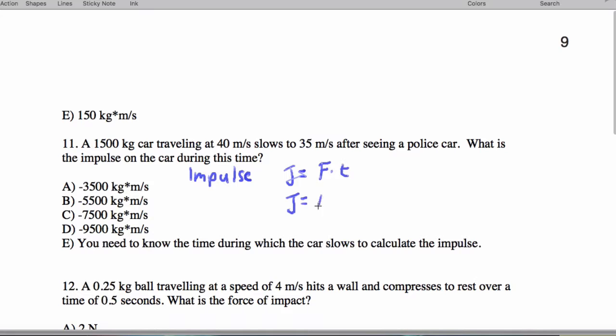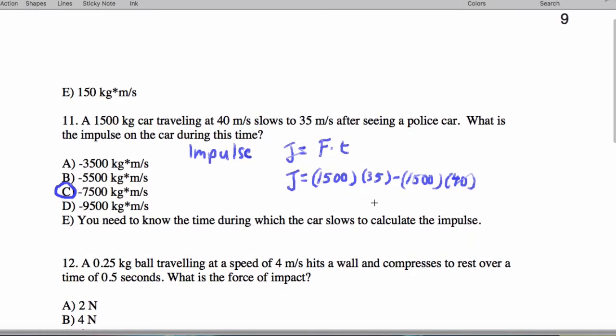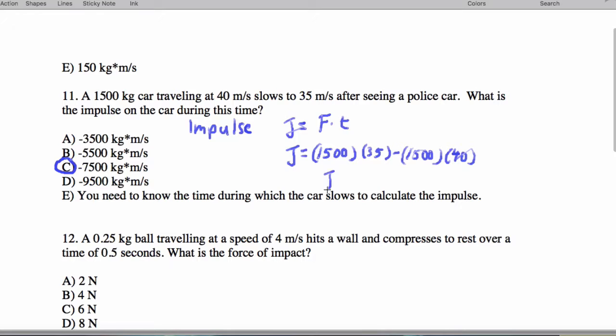So I'll calculate the change in momentum as 1500 times 35 minus 1500 times 40. And when we put that into our calculations, we'll end up getting 1500 times 5, which is negative 7500 Newton seconds or kilograms meters per second.